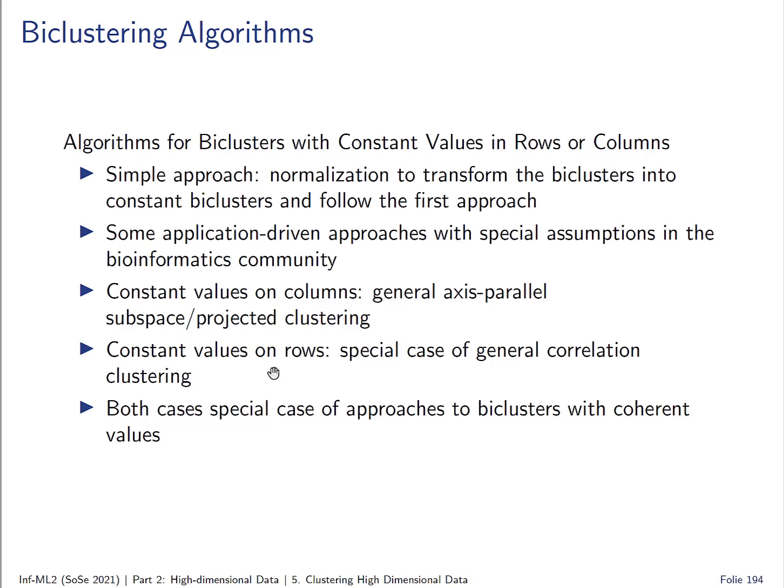For constant values in rows, that is a special case of general correlation clustering algorithms that we will see next week. Both cases are special cases, of course, of biclusters with coherent values, and we will have a look at algorithms for those. That is the most researched question: how to compute biclusters with coherent values is a very deeply explored question. And we can, of course, see those different models as special cases, as we have discussed before.